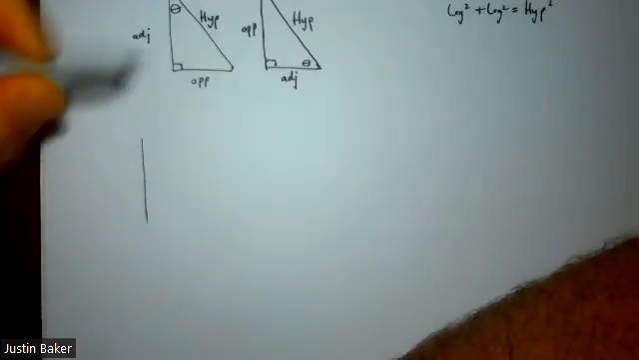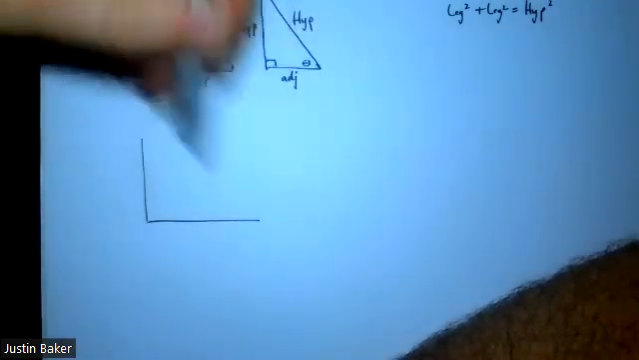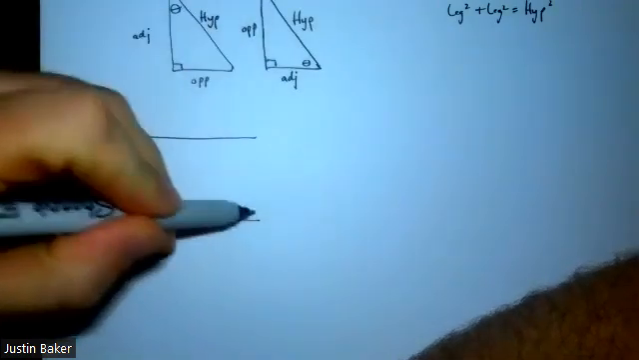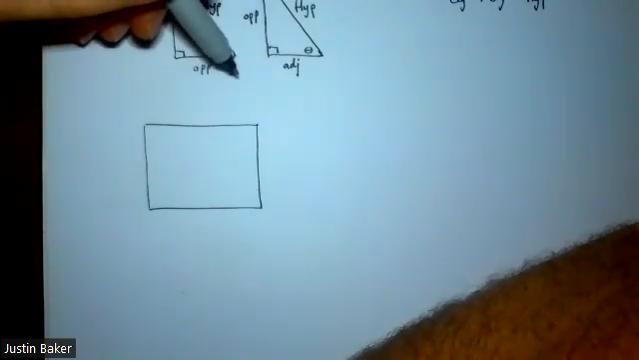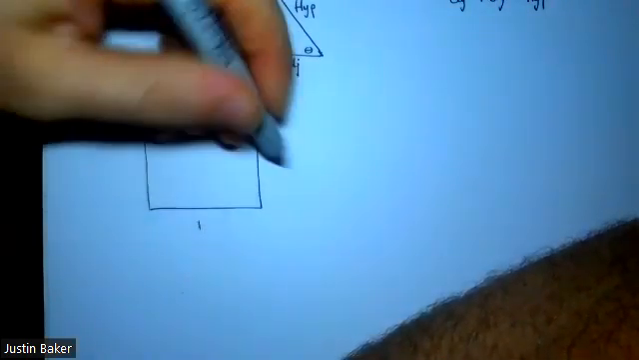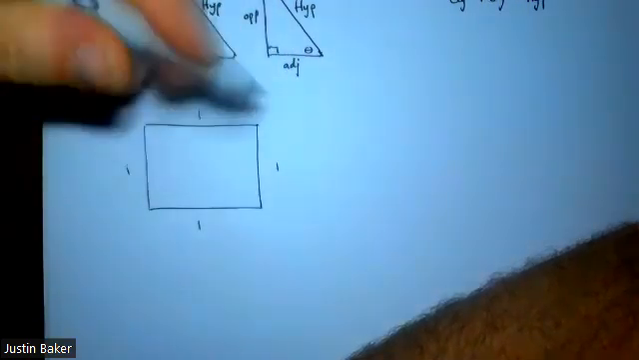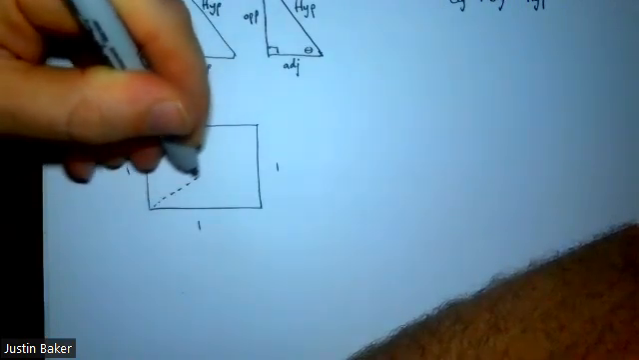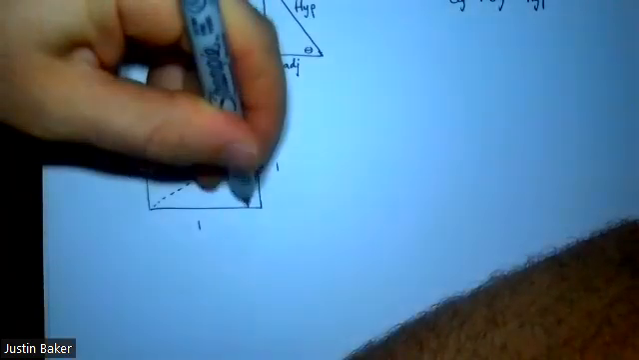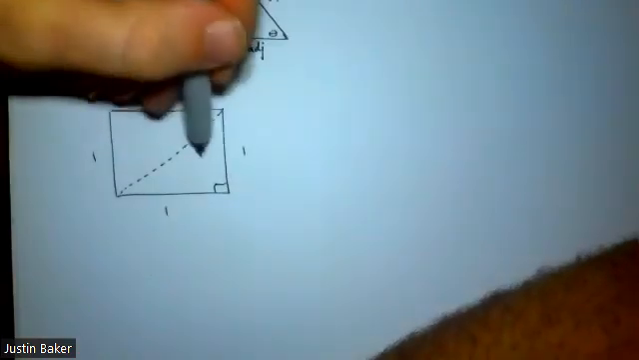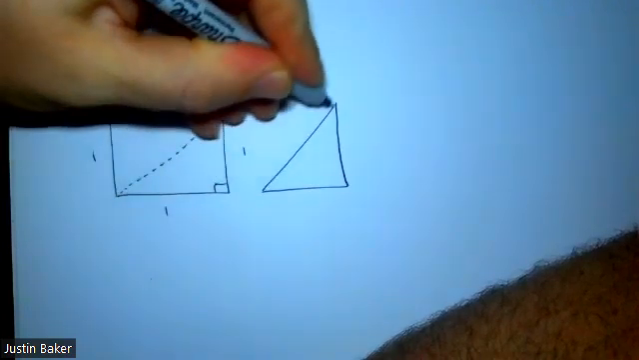If we take, we'll start with, let's start with this square. And if we say that it's a square, so all the side lengths in this square are 1. And if I chose to, I could cut this square in half diagonally, and now we've made a right triangle. So I'm going to pull this out, and we're going to examine it a little further.